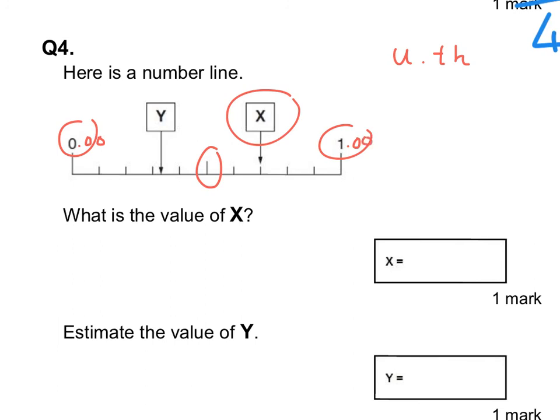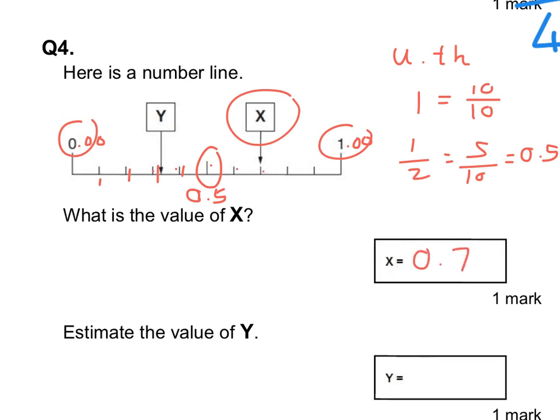Halfway is halfway between 0 and 1. 1 equals 10 tenths. So halfway is half of that, equals 5 tenths, and 5 tenths, we put a 5 in the tenths column, so 0.5. So this number here is 0.5. Okay? Each of these intervals then is a tenth. So we've got 0.1, 0.2, 0.3, 0.4, 0.5, 0.6, 0.7. X then is 0.7. Just check, 0.8, 0.9, 1 whole.